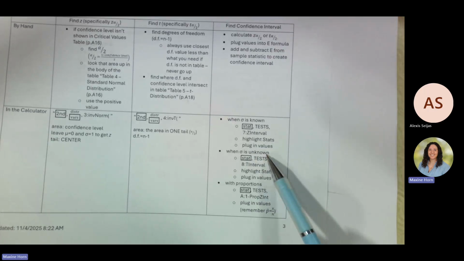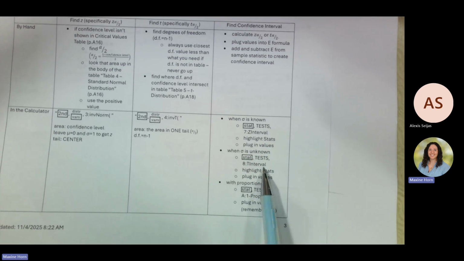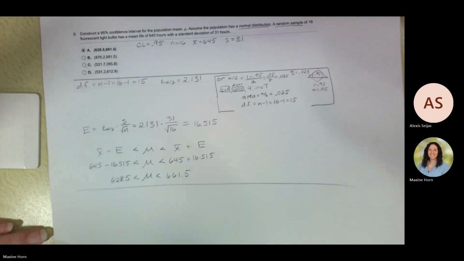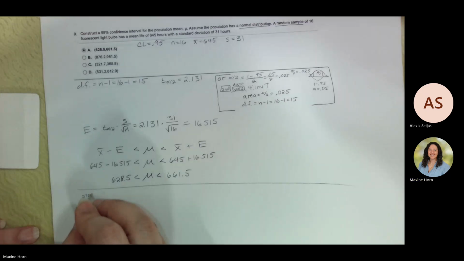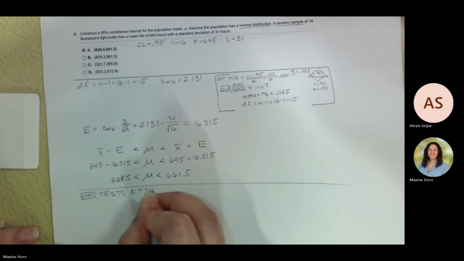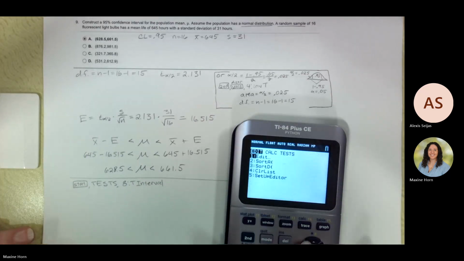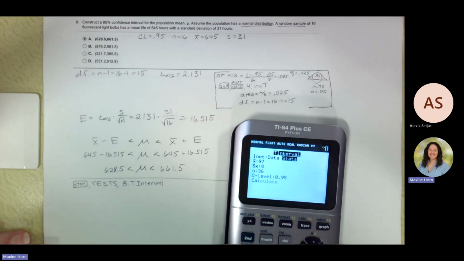I don't know my population standard deviation. So instead of doing a Z interval, I'm going to do a T interval. So again, it's in the same menu, it's in stat tests, but it's a T interval instead of a Z interval. Okay. So I'm going to go to stat, tests. Number 8, T interval. All right, see down here, just under Z interval is T interval.